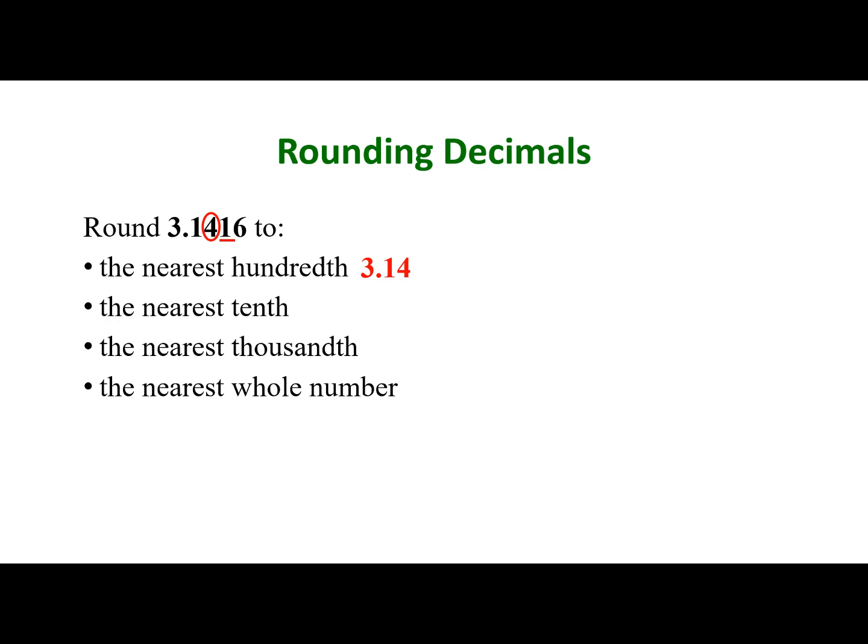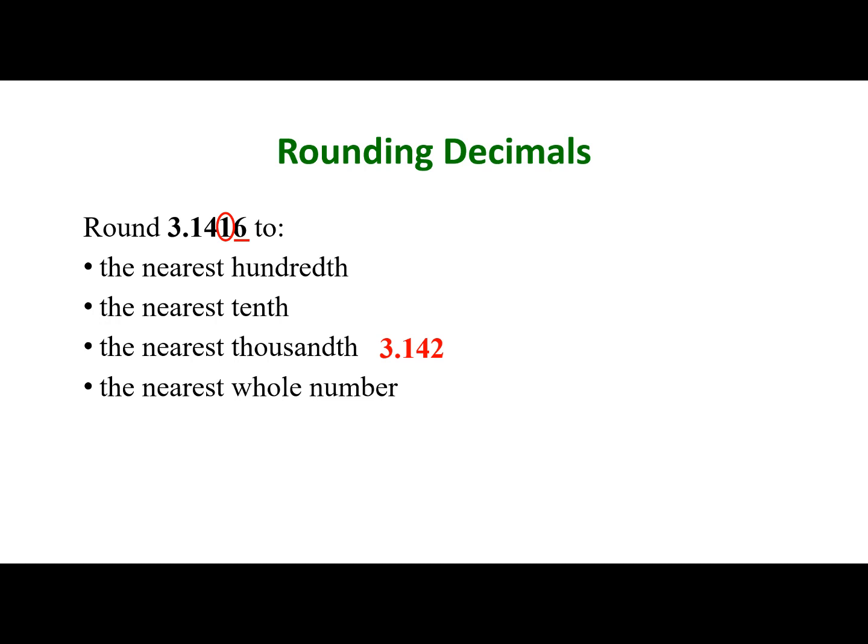To round this number to the nearest tenth, that's 1 decimal place, we look to the digit right of 1, which is a 4. Again, that means we round down. All the digits to the right of 1 become a 0, so this would round to 3.1. To the nearest thousandth is 3 decimal places. The digit to the right of 1 is 6, that means we round up, so this becomes 3.142.